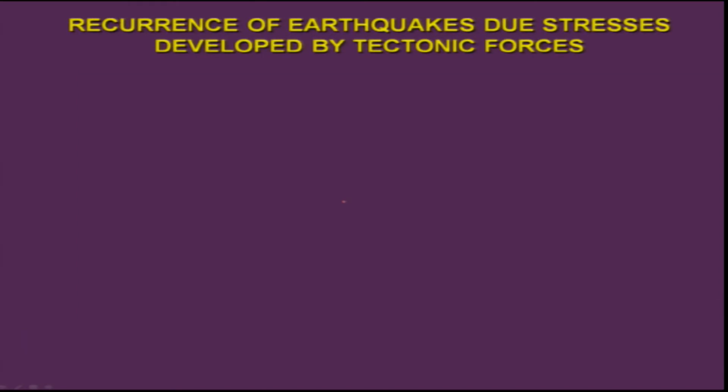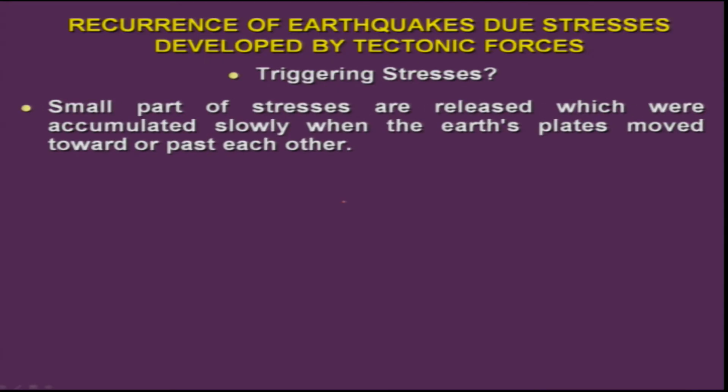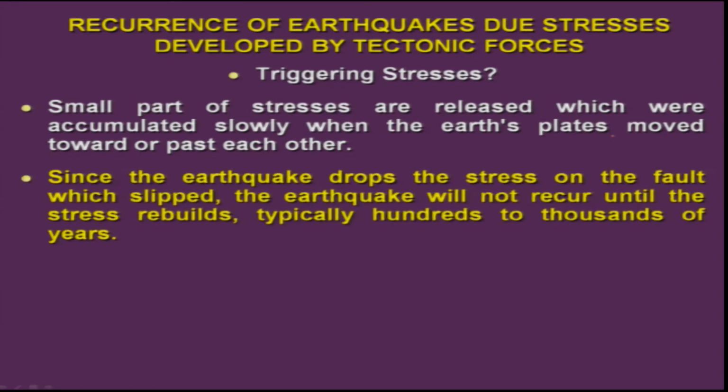So, recurrence of earthquake is due to stress developed by tectonic forces. So, this is another very important part which we need to understand, the triggering stress. Okay. So, what we see is that a small part of the stresses are released which were accumulated slowly when the earth's plates moved towards or past each other. So, either they were moving towards each other, or they collided, or they slipped past each other. Okay. Since the earthquake drops the stress, or the strain which was accumulated on the fault which slipped, the earthquake will not recur until the stress is rebuilt. So, the next earthquake will not be triggered on that particular fault unless the required strain or stress is built up along that, and typically it may take hundreds or thousands of years.